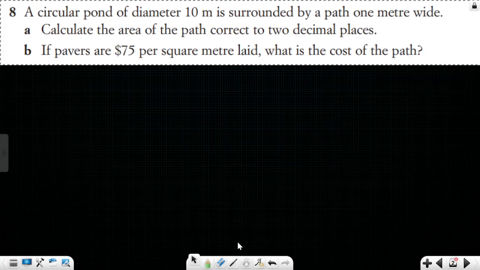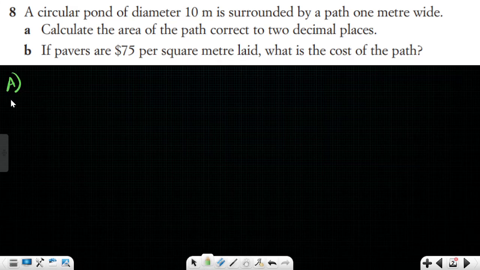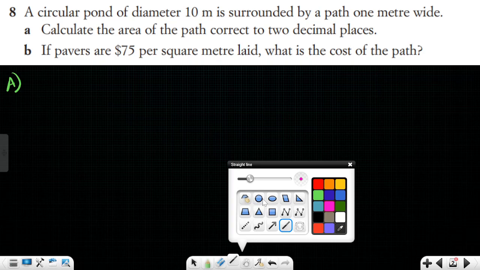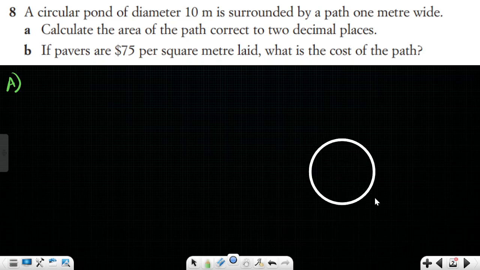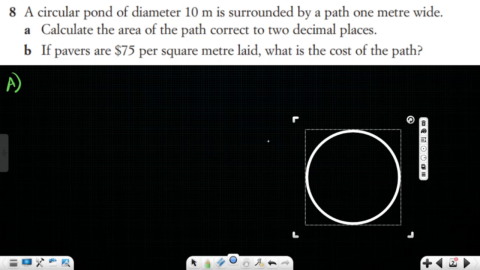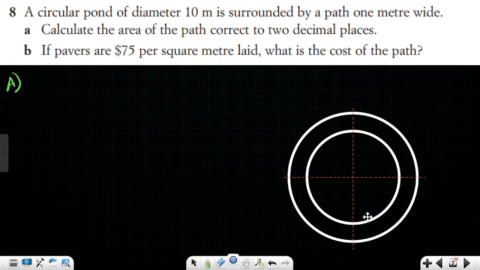Now see this eighth one. I'm reading it loud. A circular pond of diameter 10 meters is surrounded by a path 1 meter wide. Calculate the area of the path, correct to 2 decimal places. Okay, I'll do one thing. There is a pond, and around the pond you'll find a circular path, something like this.